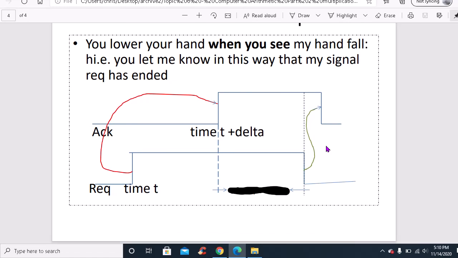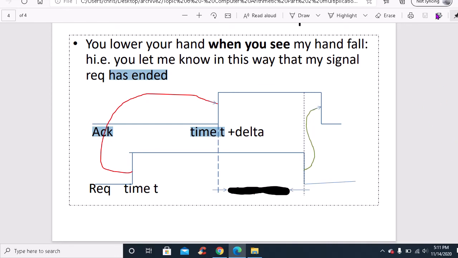So the fact that I've dropped this and the other machine drops its acknowledgement shows that communication has been successful and we have synchronized successfully. What this represents is that you lower your hand when you see my hand fall. This is my hand falling. You lower, this is your hand, you're dropping the ACK signal, changing it from 1 to 0. And you let me know in this way that my request signal has been seen. Okay.